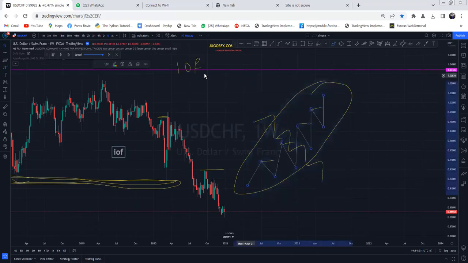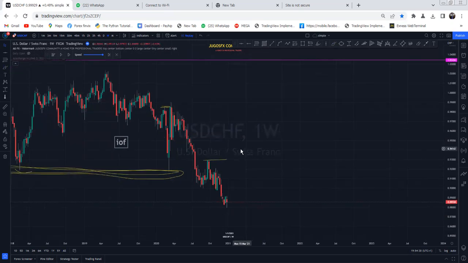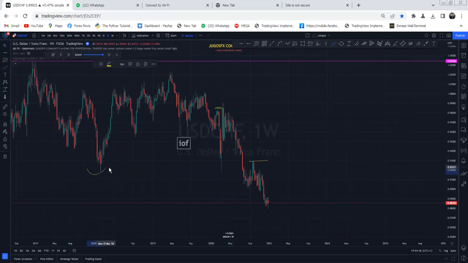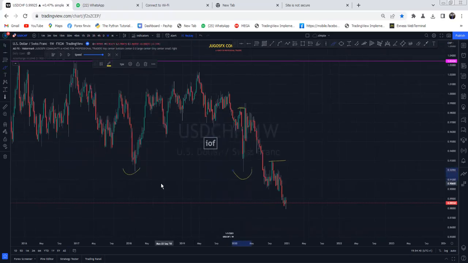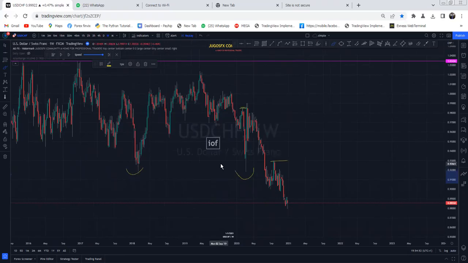Now at this point, remember I said institutional order flow here is the key. At this point the institutional order flow was bearish because price was seeking sell side liquidity, which is this sell side liquidity here, these areas that look like a resistance or a support level. So price came right down and took out the liquidity.